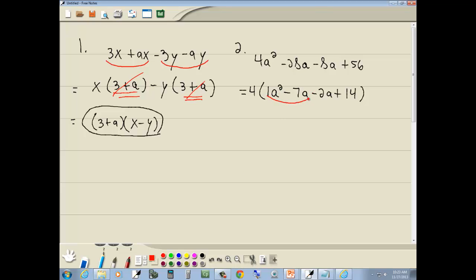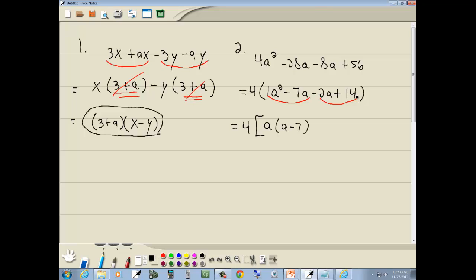So I group first 2 terms together, group last 2 terms together. Now the 4 doesn't change anything. We just keep carrying it down out in front. I'll change that to a bracket just so I don't get it mixed up with the parentheses I'll have in here. If I look at my first group, I see they have an A in common, so I'll factor out an A. And that gives us A minus 7.